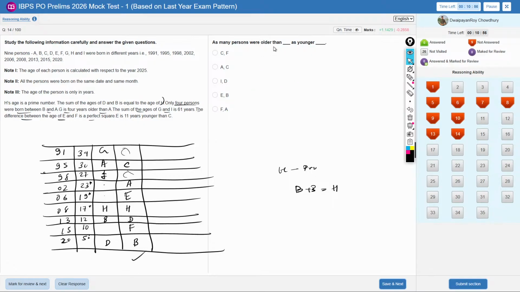How many persons are older as compared to younger, okay, so C and F, correct. The following was born 11 years after A. It's either G or I. Okay, G is 4 years older than... G is older, 4 years older. 11 years older than A is A. I, no. Okay, born 11 years after. So D.